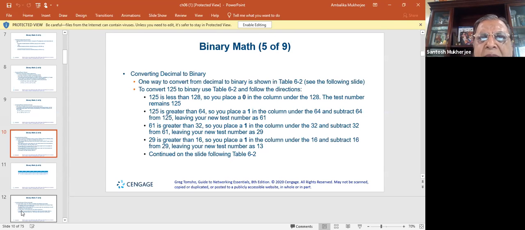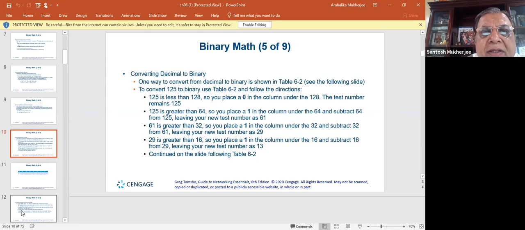Now, to convert 125 to binary: we have shown how the binary number 101 converts into 5, that is, binary converts into decimal. Now I will show you how 125 decimal converts into binary. 125 is less than 128, so you can place 0 in the column under the 128.